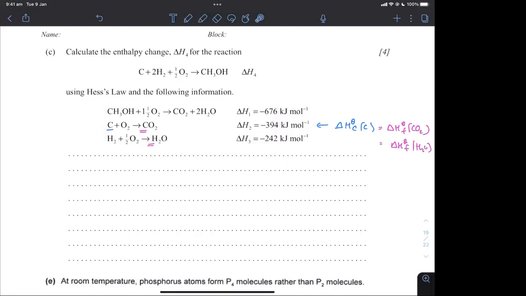When you talk about formation, you look on the product side: form 1 mole of the substance from its elements in their standard states under standard conditions. When I talk about combustion, I look at the reactant side. This is the combustion of hydrogen.